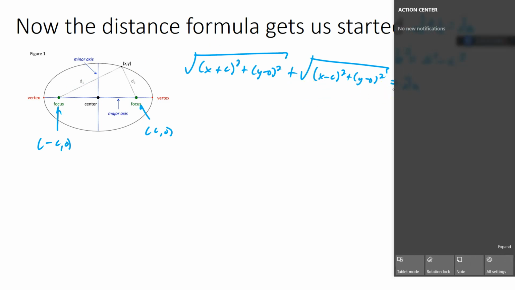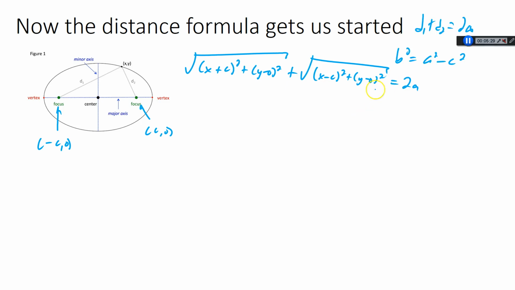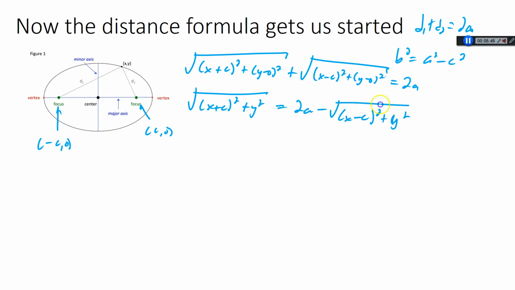Okay. So what I'm going to do now is move this guy to the other side, and I'm going to clean these up a little bit. So we have the square root of (x plus c) squared plus y squared is equal to 2a minus the square root of (x minus c) squared plus y squared. Now what we're going to do is square both sides. On the left side, that's nice. If we square the left side, the square root will just go away.